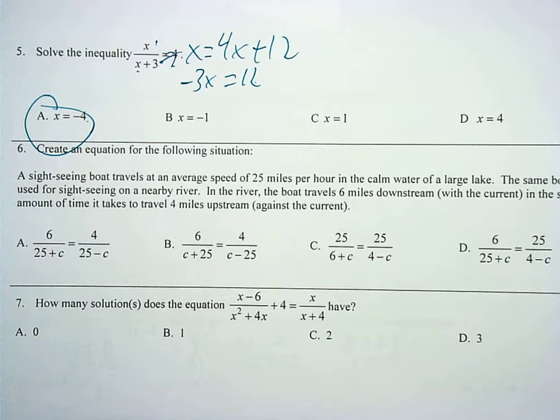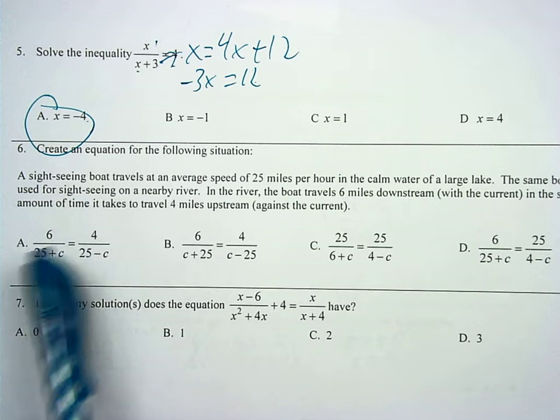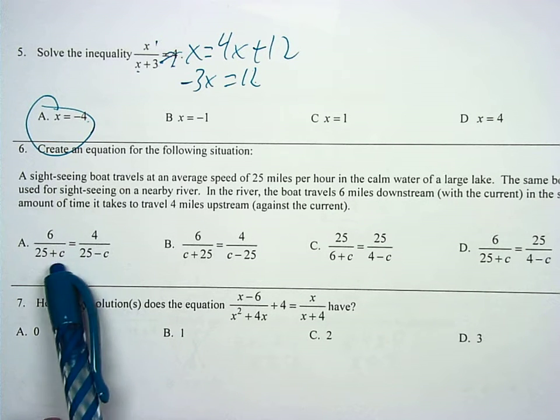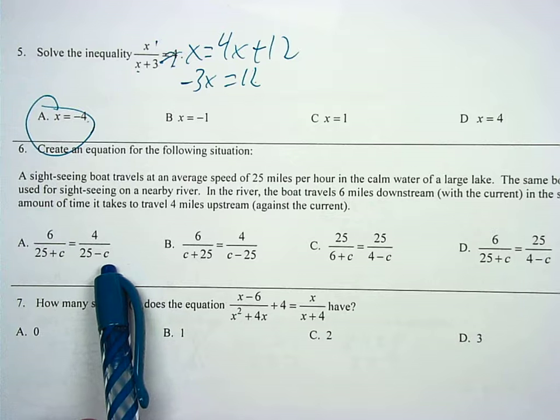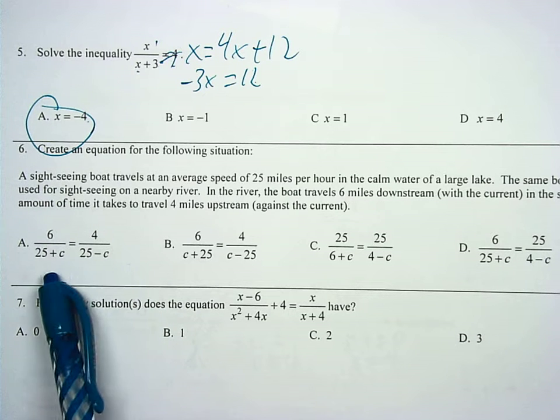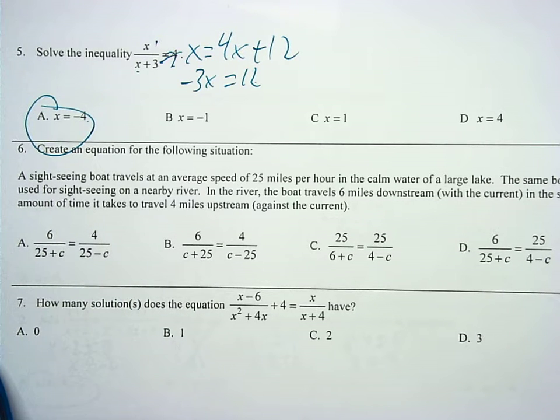So it says here, the same boat is used for sightseeing on the river. In the river, the boat travels 6 miles downstream. At the same time, it travels 4 miles upstream. So in other words, we are going to take a certain speed, the current speed, away from, as well as added to, my boat's speed, which is 25 miles an hour.